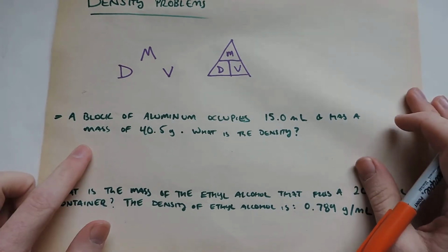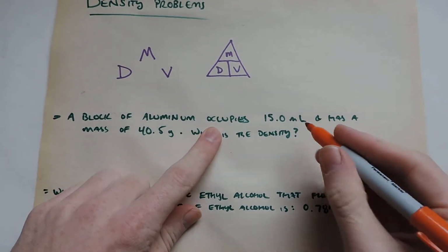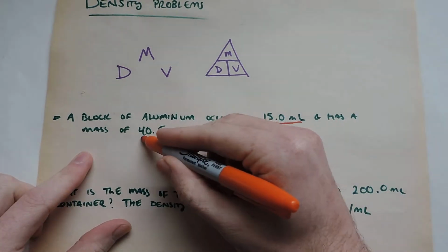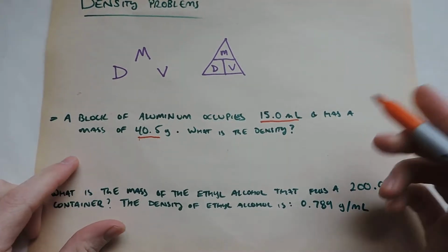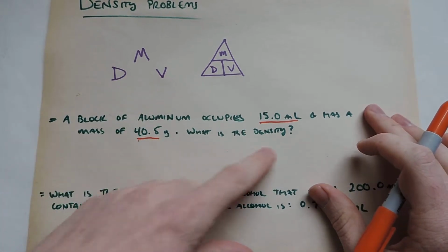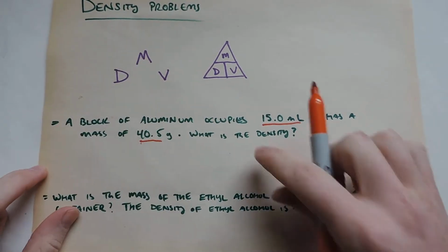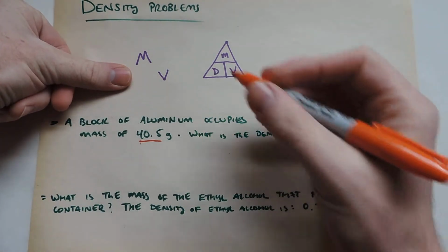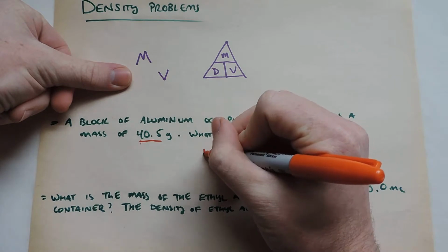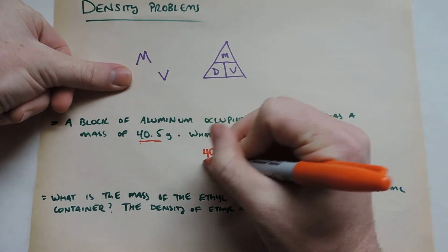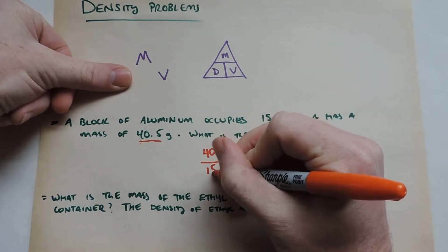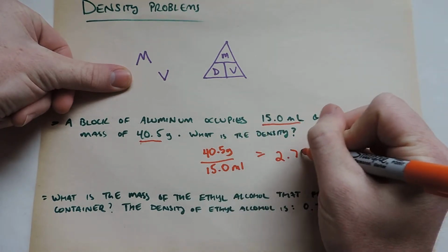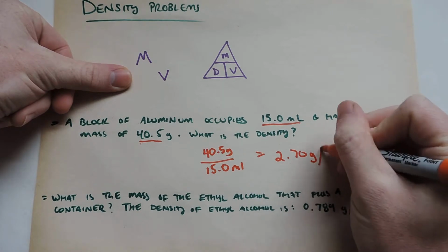Alright, so for the first question, we've been given a block of aluminum that occupies 15 milliliters and has 40.5 grams. This is mass. So we have volume and mass, and we're solving for density. Again, we're going to cover up density, and now we're going to do mass divided by volume. So the mass is 40.5 grams, and the volume is 15.0 milliliters. And that's going to give us an answer of 2.70 grams per milliliter.